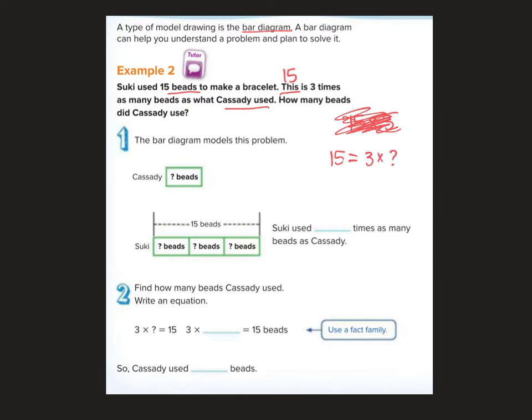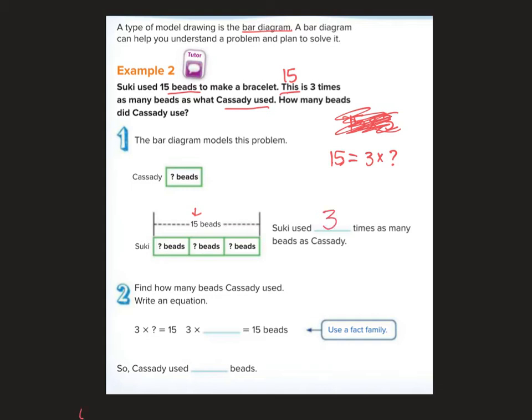Okay, so just like when we would use our bar diagram for addition problems, the biggest number is always the one on top. So these 3 question mark beads are going to multiply or add up to 15. So if I say, okay, what number could I replace each of these question marks with? It's the same number to get to 15. Okay, so Suki used blank times as many beads as Cassidy. So Suki used 3 times as many beads as Cassidy.